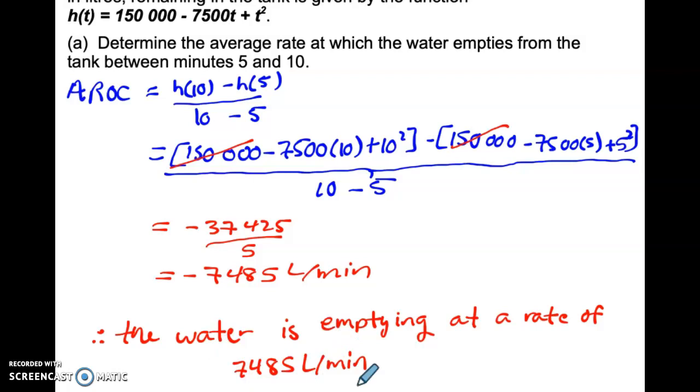You need to make sure that you're always including units when you're dealing with rates of change. And because it was a negative rate, that negative really just meant that the water level was going down. It meant that it was emptying. So by putting the word emptying in our statement, we took care of that negative, so you don't want to still include it.